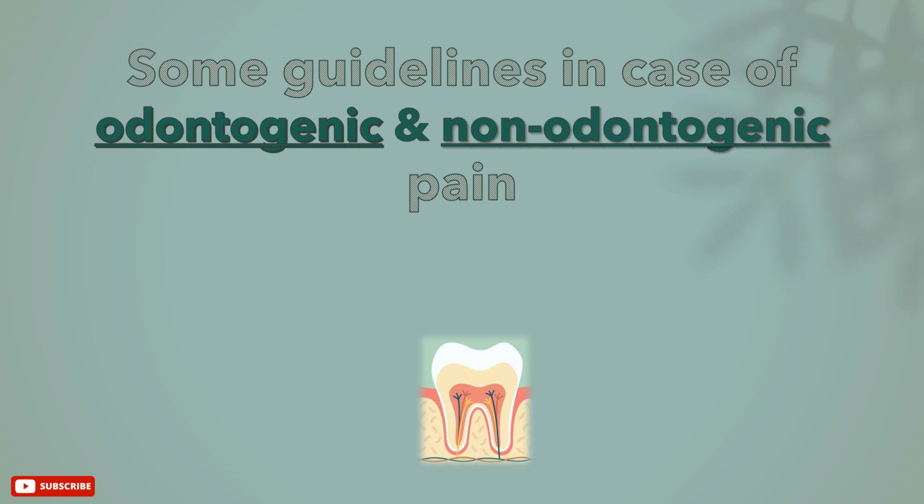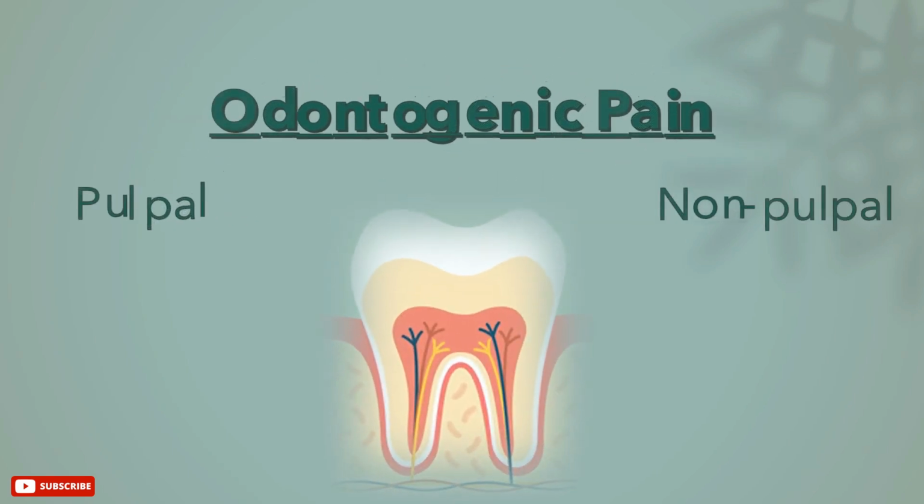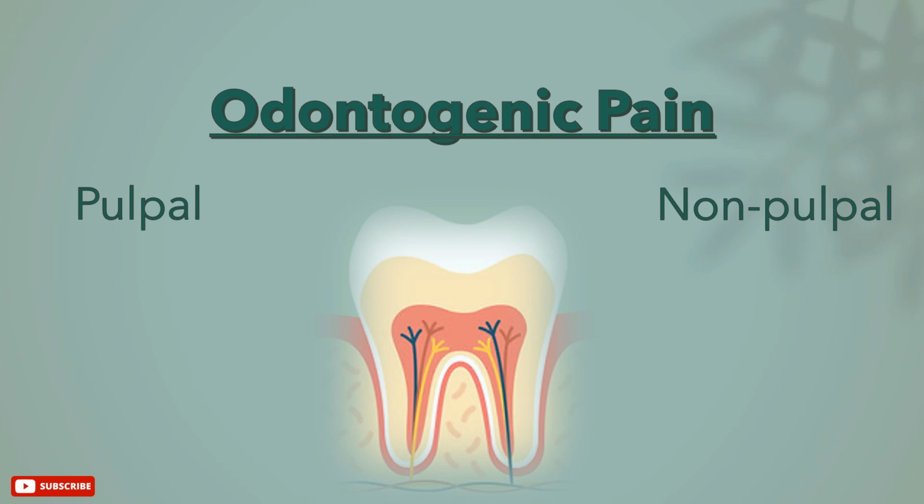In this tutorial, you shall learn some important guidelines in case of odontogenic pain that arises from the tooth or its supporting structures, or non-odontogenic pain that arises from other orofacial structures. Start with the odontogenic pain. Firstly, you should know that odontogenic pain that arises from the tooth or its supporting structures can be pulpal if it originates from the pulp itself, or it could be a non-pulpal pain that originates from any of the supporting structures around the tooth.